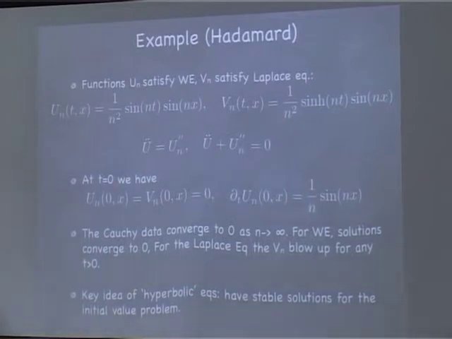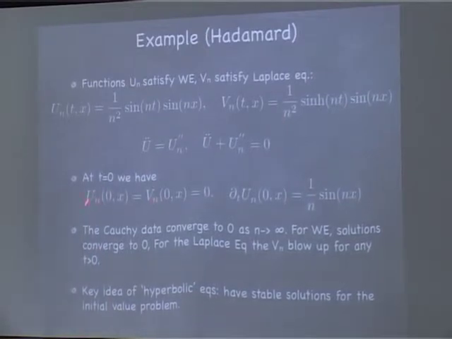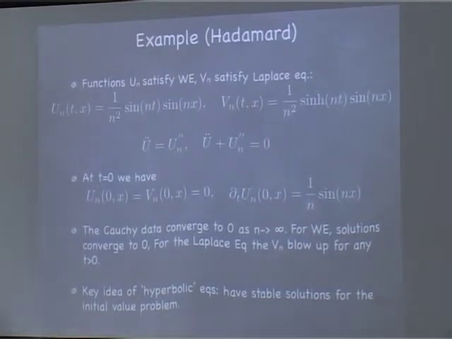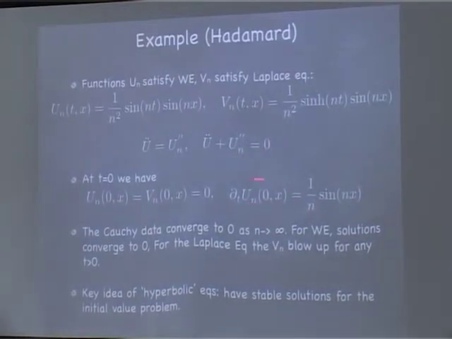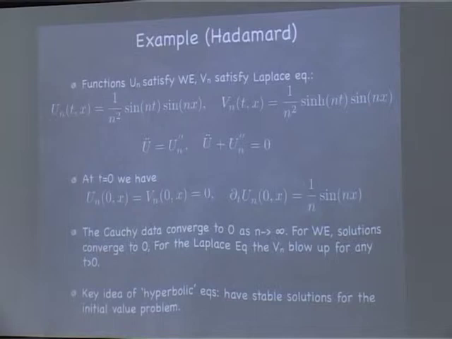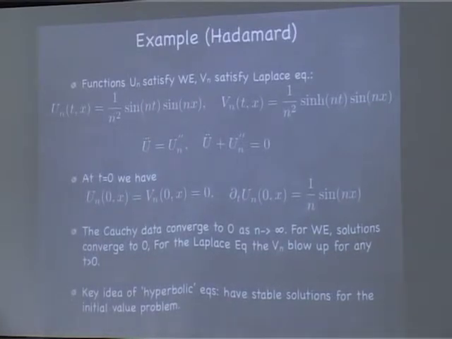Now, let's have a look at these equations. At t equals 0, we have that both u and v are 0. But the time derivatives are actually not 0. I'm not sure where my v slipped off here. I'm sorry, I have to put it back on before I give you the final version, okay?